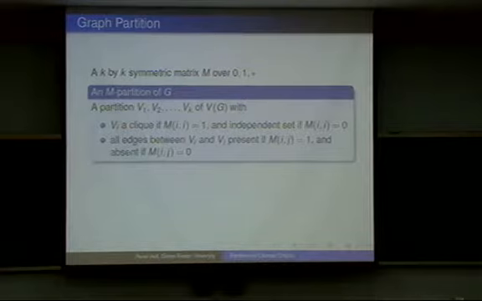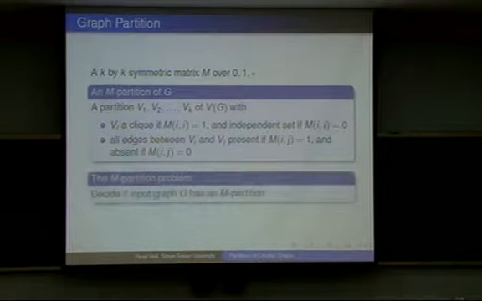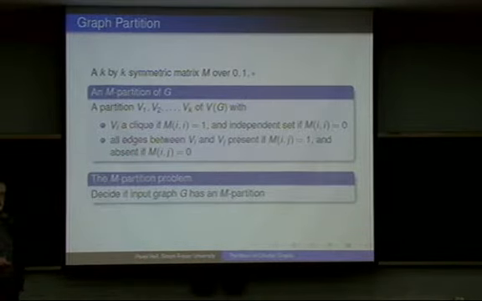So formally, I have a partition into k parts for a fixed matrix of size k, and the ith part is a clique if the diagonal entry is 1, and is an independent set if it's 0. And if I haven't restricted it, I put an asterisk there. Okay? Similarly for connections between parts. And the problem is, my matrix M is fixed, and you want to know whether the input graph G has an M partition or not.